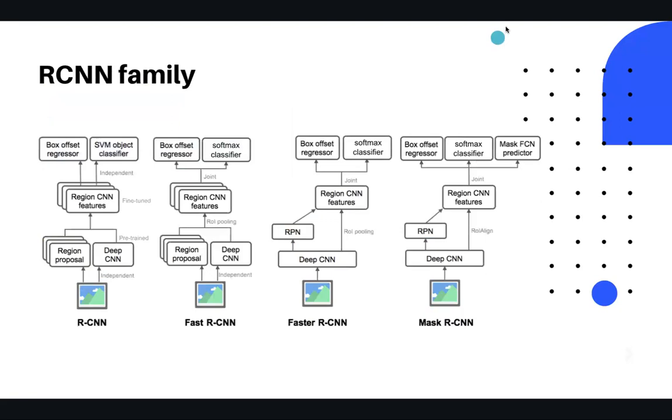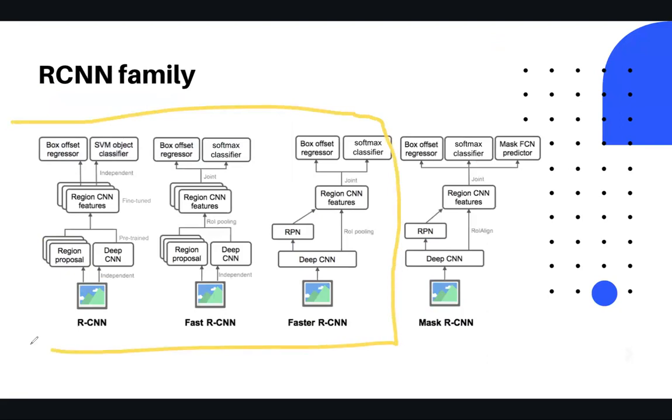So this is it. This is the RCNN family. We have studied these 3 this week. Next lecture, so probably during this weekend, we will study the final architecture, which is Mask RCNN, which is used for segmentation, or more specifically instance segmentation.